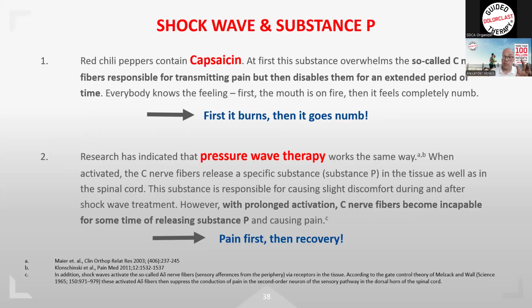Then, by this prolonged activation of these C nerve fibers, they become incapable of releasing substance P and causing pain. Think back to the pain circle. If the pain is going down, also the neurogenic inflammation must go down. So first we have pain, and then we can get recovery. And this is why our patients need to feel pain. If they don't feel pain, we don't get a release of substance P, and we have no effect on the neurogenic inflammation.